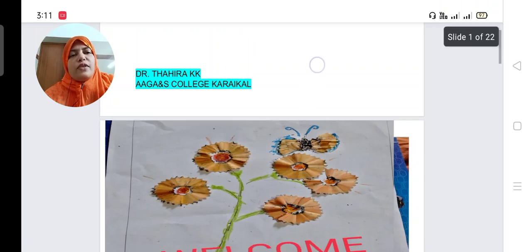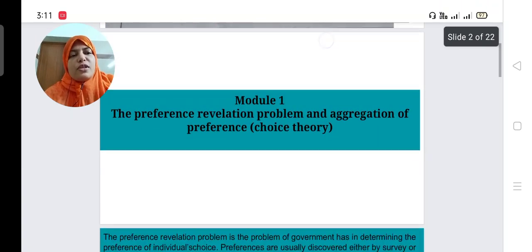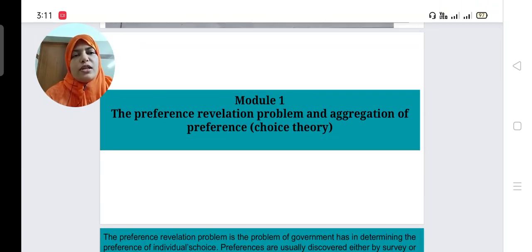In total, we have 5 modules. I welcome all of you to our first chapter. Module 1, the first chapter, is the preference revelation problem and aggregation of preference, that is, choice theory.